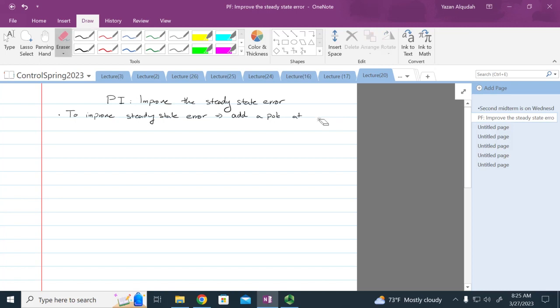Remember this from the table that we generated. Hopefully you remember that before Wednesday, when we calculated the steady state error. The higher the system type, the less the steady state error is. However, what we want is to improve the steady state error without affecting the response of the system.